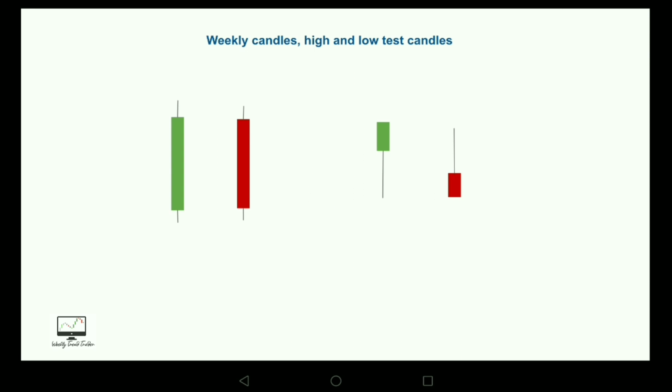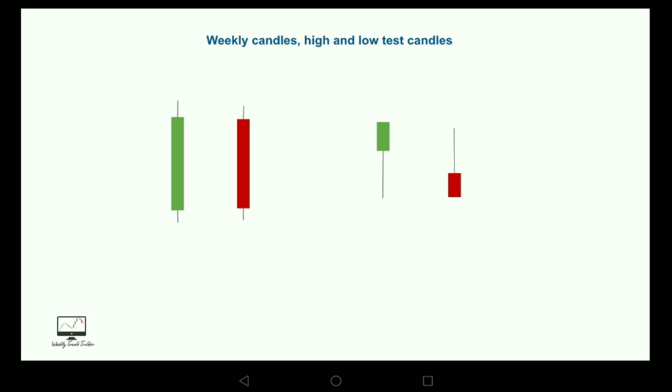High test bar is obviously the opposite. Sometimes you'll see the market run up to a high, test the high, and price gets rejected on heavy selling from the high. So we open here, run up here, close here, and we'll close at the low of the week. That's called a high test bar and usually signifies a reversal in the trend.